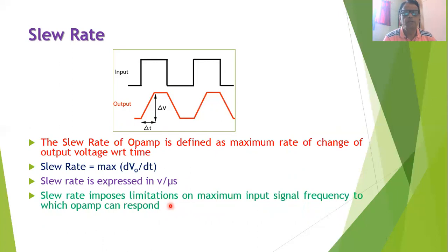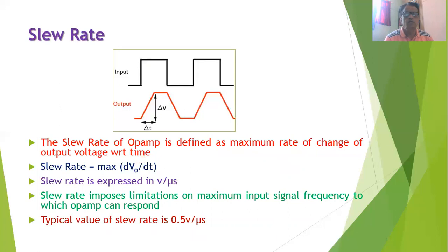Slew rate will impose limitations on the maximum input signal frequency to which the operational amplifier can respond. Say for example, suppose we have applied a square input to the operational amplifier. When we apply a square input, we expect the output to change. But you will find that the output will take a certain amount of time to respond to the input. That is, the output will not change as fast as the input. So there will be some time delay. This time delay is measured in the form of slew rate. And therefore we define the slew rate as the rate of change of output voltage with respect to time.